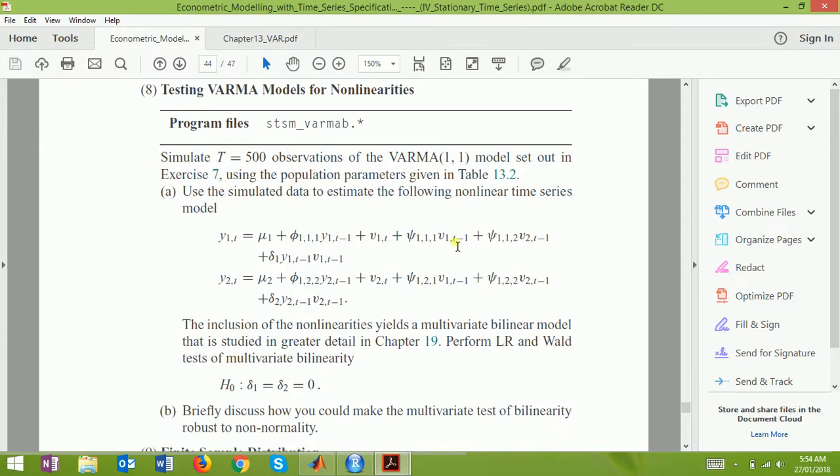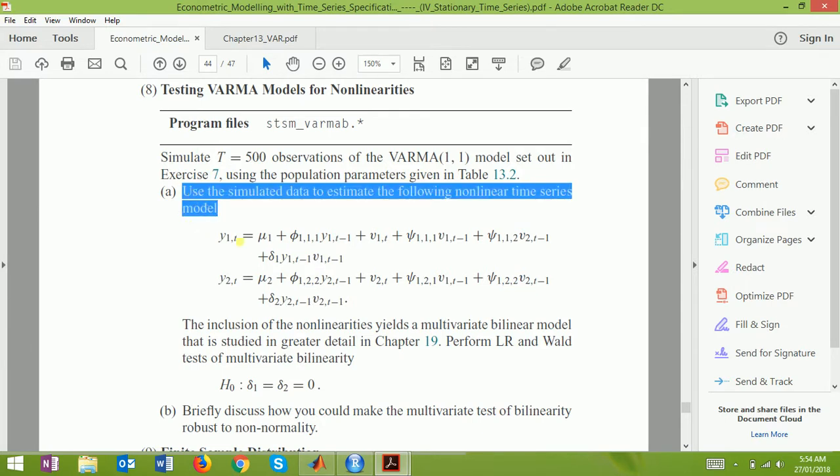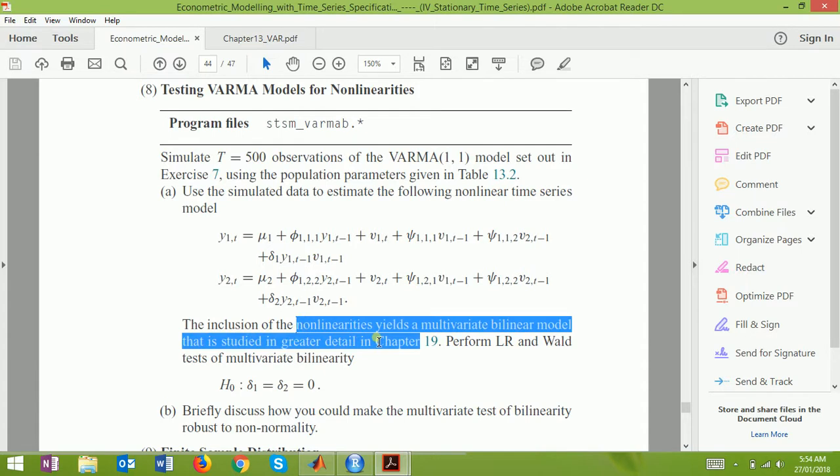Simulate T equals 500 observations of the VARMA 1-1 model set out in the previous exercise using the given population we just discussed. Besides this, we have a non-linear parameter, and that is delta 1 y1,t-1 v1,t-1 minus y2,t-1 v2,t-1. So we have a non-linear time series model. The inclusion of non-linearities yields a multivariate bilinear model that is studied in greater detail in chapter 19. Perform LR and VAR tests of multivariate bilinearity.